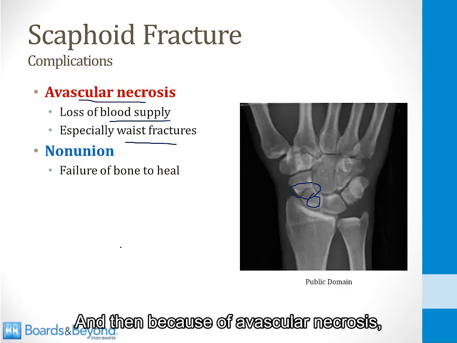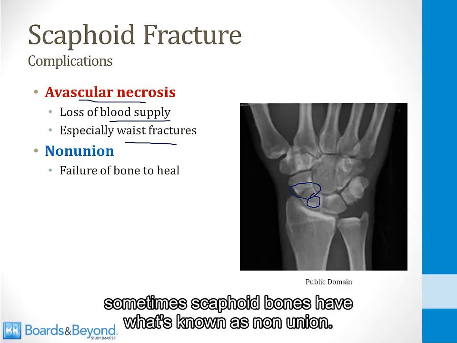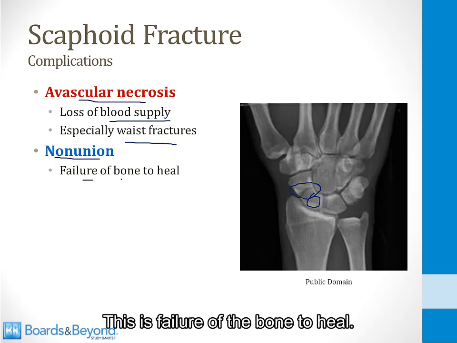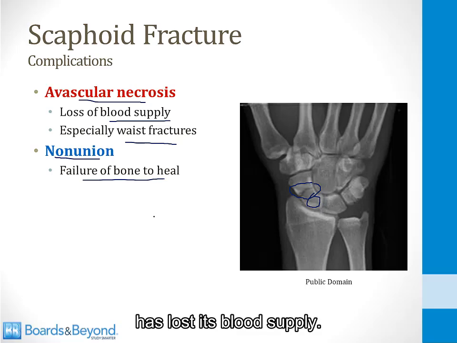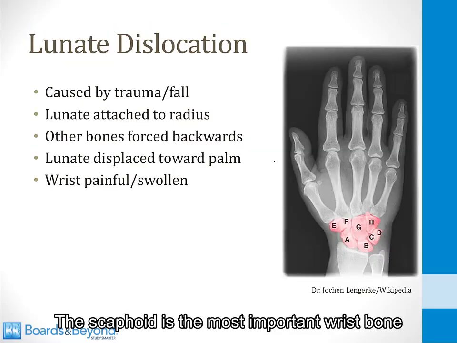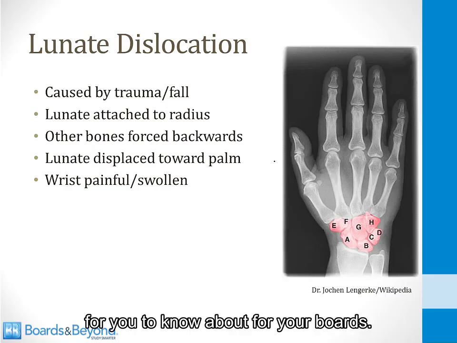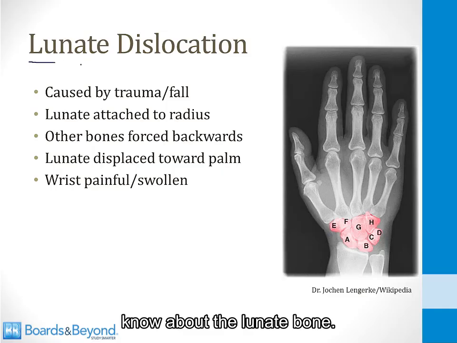And then because of avascular necrosis, sometimes scaphoid bones have what's known as non-union. This is failure of the bone to heal, and this also happens because some of the bone has lost its blood supply. The scaphoid is the most important wrist bone for you to know about for your boards, but if you want to know about one other, know about the lunate bone.